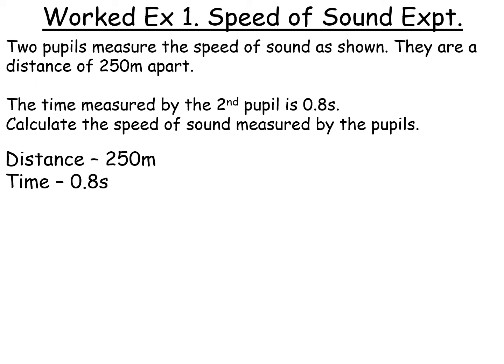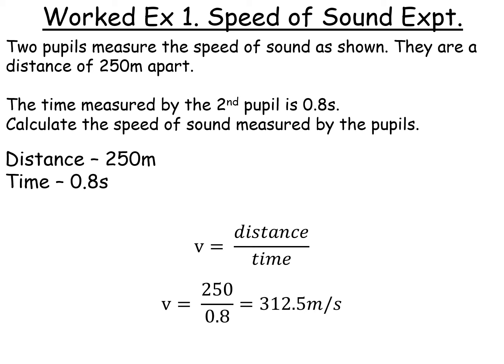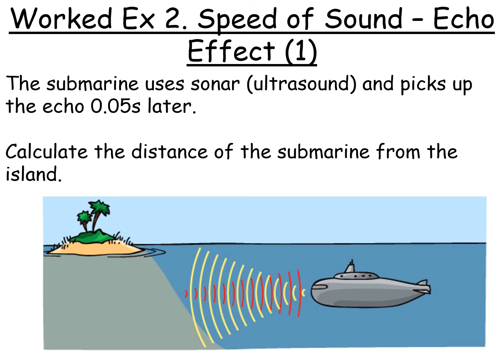So let's look at the solutions. Remember our KFC technique, write down the information from what we've got. We've got distance and time, and then we write down an equation, plug in our numbers, and then calculate it. So we have an answer of 312.5 meters per second. If you want, you can round it to the nearest whole number. I'm just going to leave it to one decimal place in our answer here.